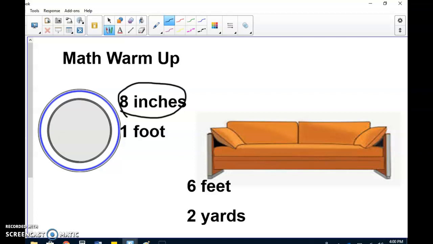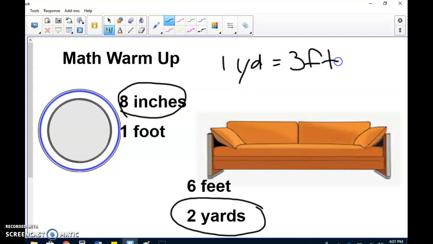So you have to use more inches to measure an object than you would if you were to measure it in feet. Same thing when we look at our couch. My couch was 6 feet. But then I measured it in yards and I only used 2 yards. So for the sofa, you have to determine if you use fewer feet or yards. And I used fewer yards than feet. Remember, 1 yard is equal to 3 feet.